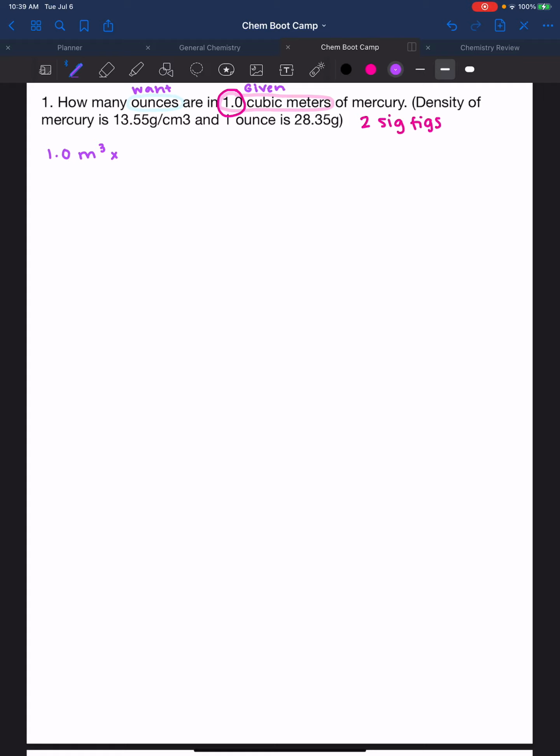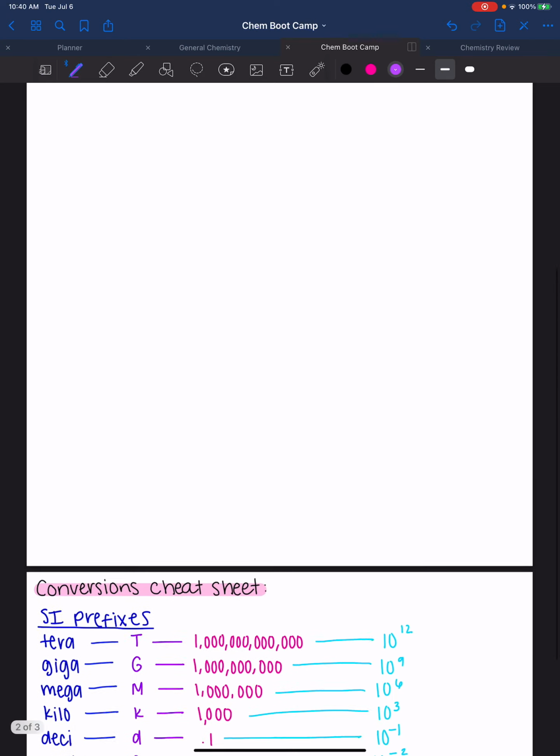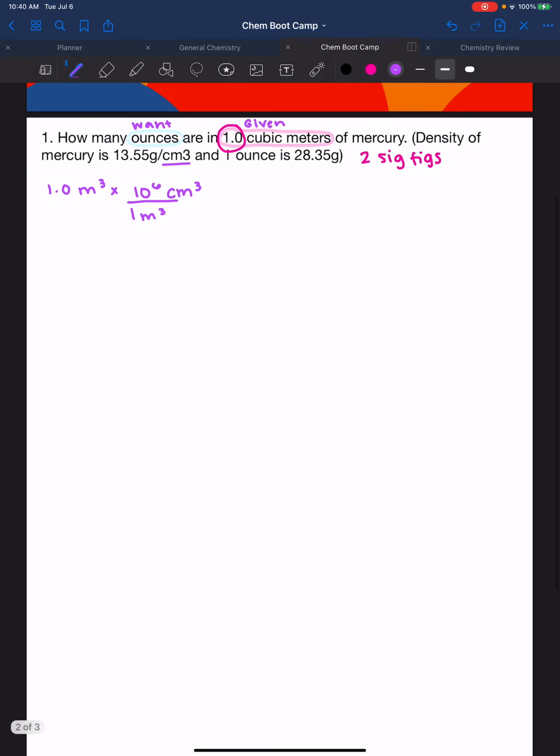And we're going to need a conversion factor to get into centimeters cubed. So I know off the top of my head that 1 meter cubed is 10 to the 6th centimeters cubed. If you didn't know that, I have here a little conversion factor sheet that you can use. And if your conversion factor sheet didn't have that answer, then you could just look this up. The more practice problems you do, the simpler it'll be to understand.